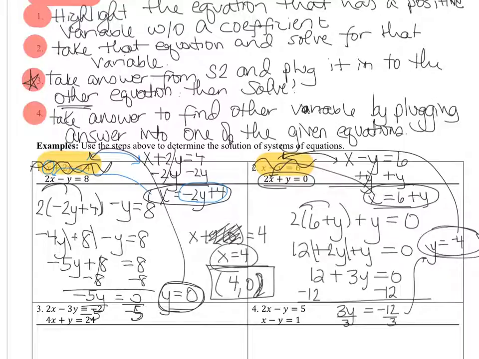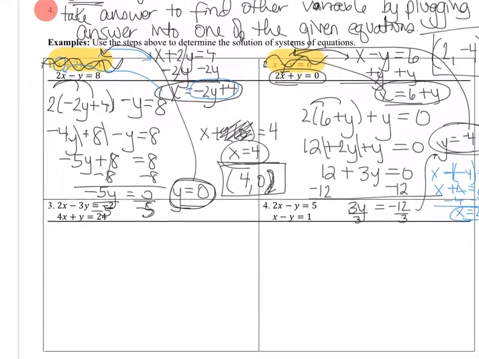So I have x minus y, which is negative 4, equals 6. So I have x plus 4 equals 6. Subtract 4 on both sides, and I have x equals 2. So how do I write my answer? Well, I write it as an ordered pair. So my ordered pair is 2, negative 4. And I'm done.